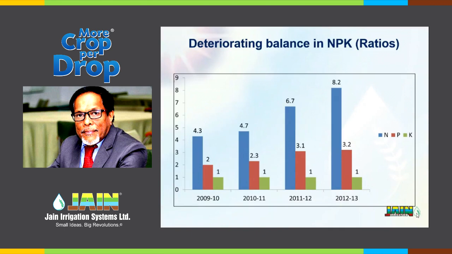So basically what happens is that farmers, because of the availability issue as well as the cost issue, buy the cheapest fertilizer, which happens to be urea, compared to potash, and they keep on adding, because their belief is that if you give more, you get more. It doesn't happen. It not only doesn't happen in terms of yield, it deteriorates the soil.